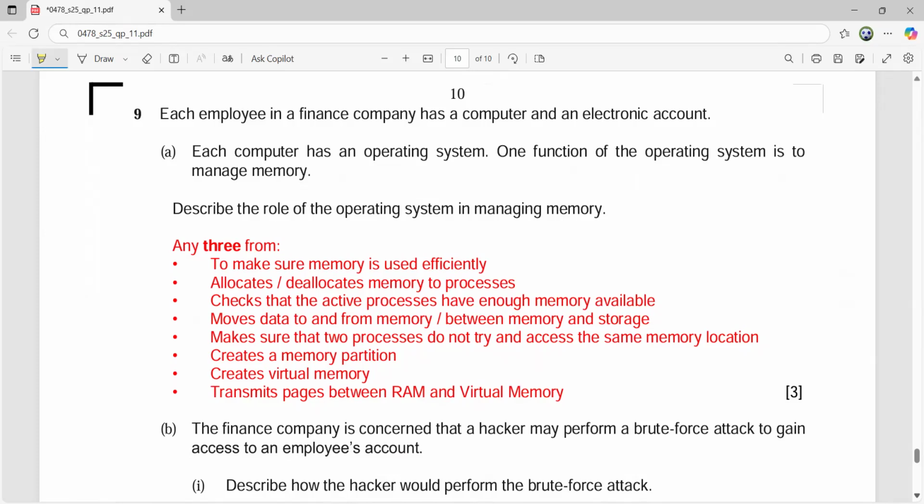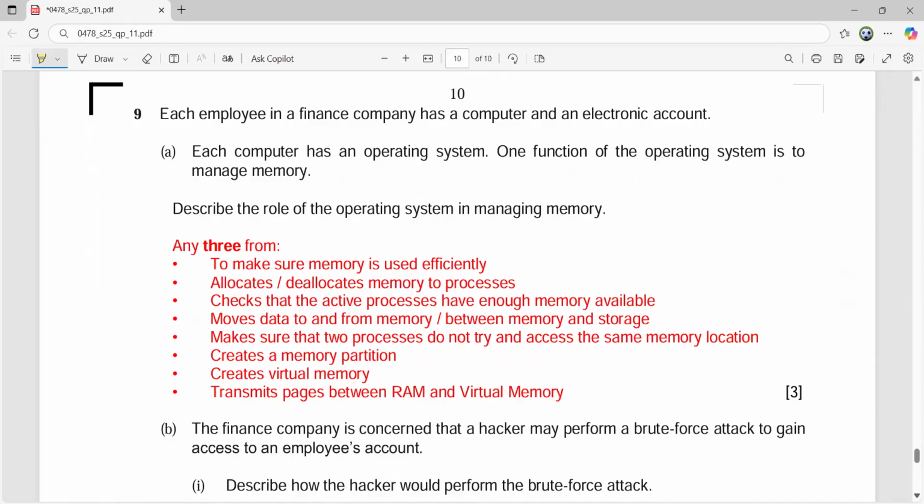Now be very careful. We have studied it. Let's see how the answer is supposed to be framed for the role of the OS in memory management. To make sure memory is used efficiently, it allocates or deallocates the memory to processes. Once the process starts, some memory is allocated, and once the process stops, that memory becomes available for some other task. That is allocating and deallocating.